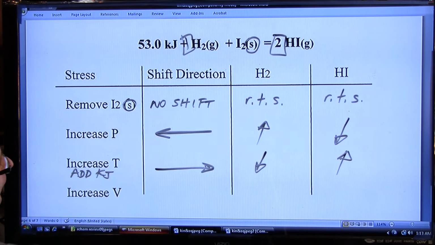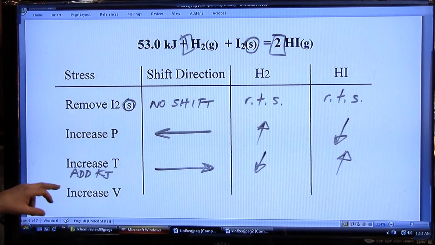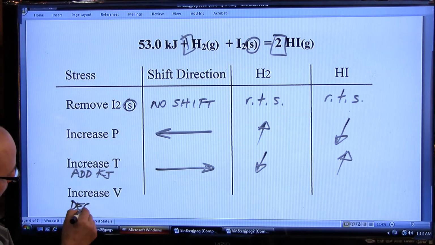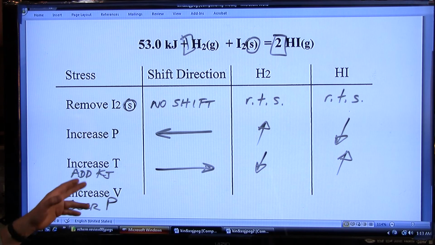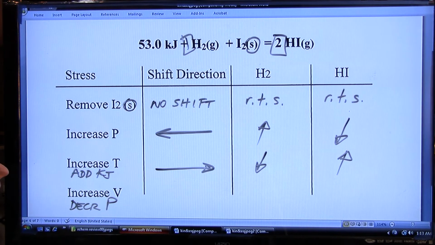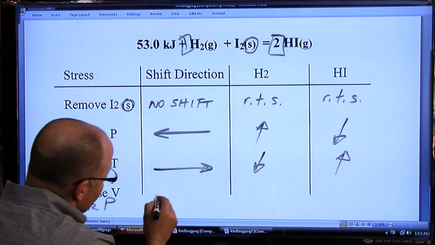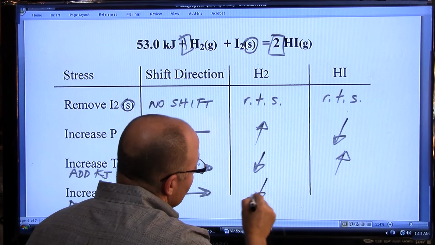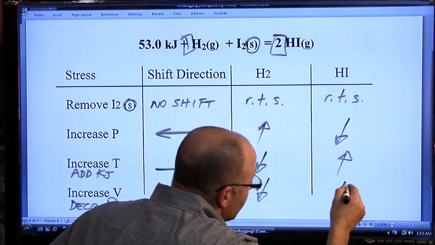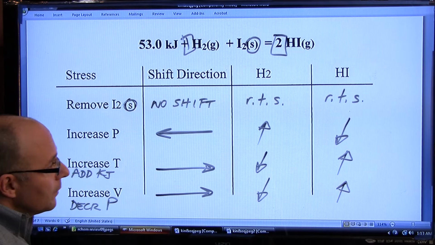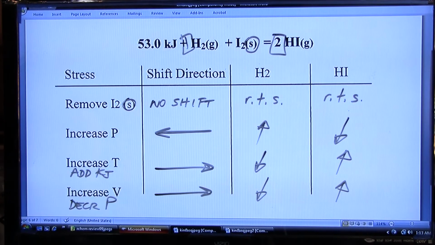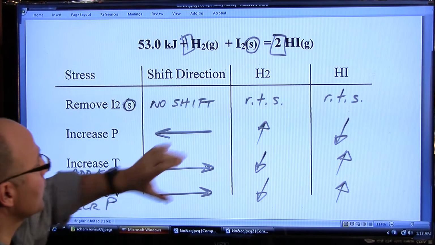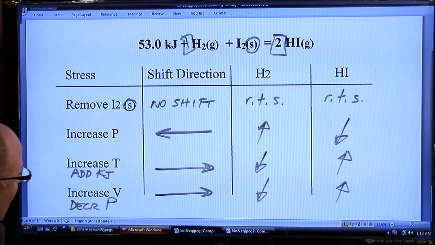And finally, if we increase volume, well, remember, volume and pressure are inversely related. So an increase in volume will decrease the pressure, that is the volume of the container. And so you're going to shift to the side with more moles of gas, which is to the right, which again means the H2 decreases and the HI increases. Okay, that's good for shifting. And if you think about it, that's 1, 2, 3, 4 by 1, 2, 3. That's 12 questions just in this grid that you did. So that's good practice.